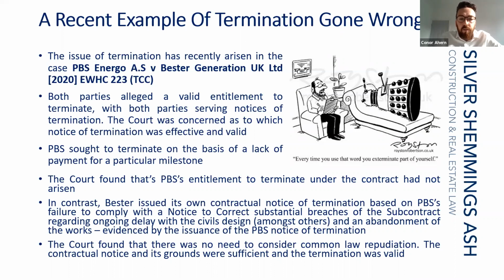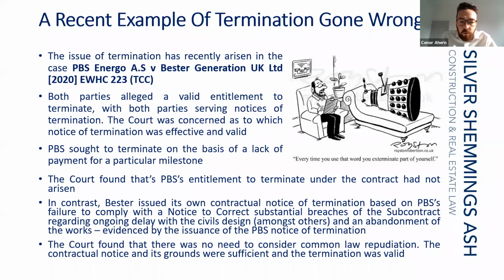The court found that PBS's entitlement to terminate under the contract had not arisen. In contrast, Bester, who had been in delay and had their own issues on the project, issued its own contractual notice of termination based on PBS's failure to comply with a notice to correct substantial breaches of the subcontract regarding ongoing delay with the civil's design and an abandonment of the works, evidenced by the issuance of the PBS notice of termination.